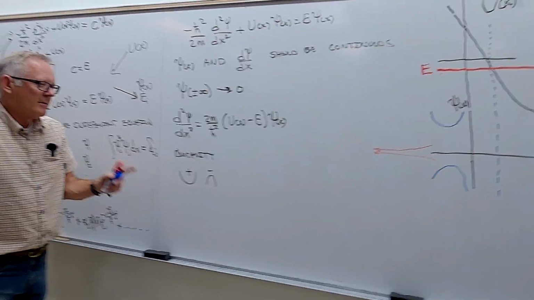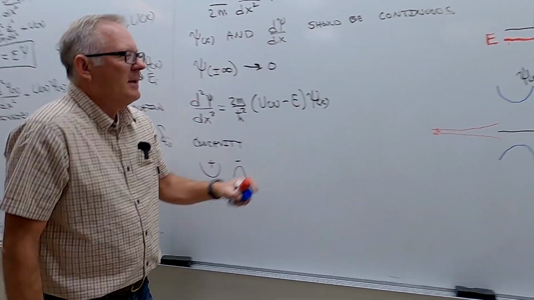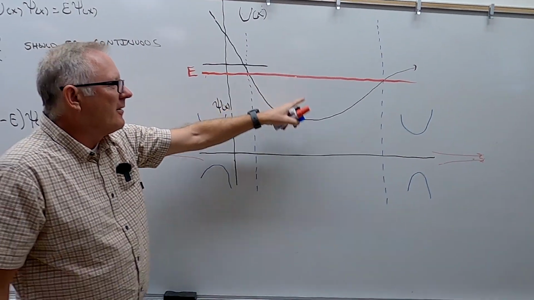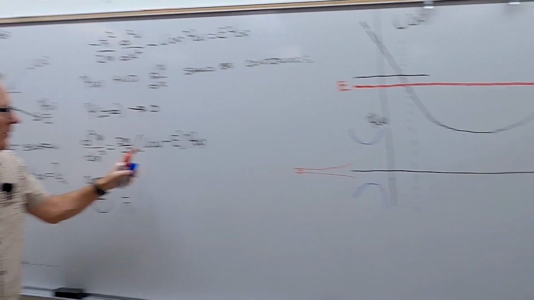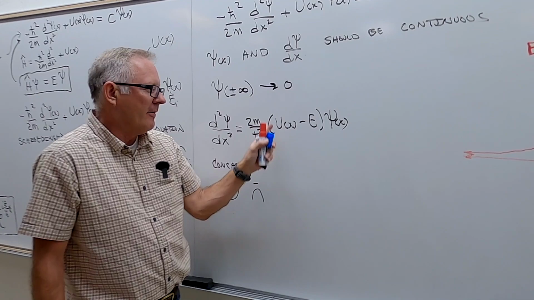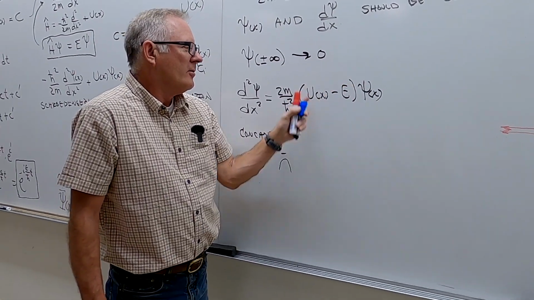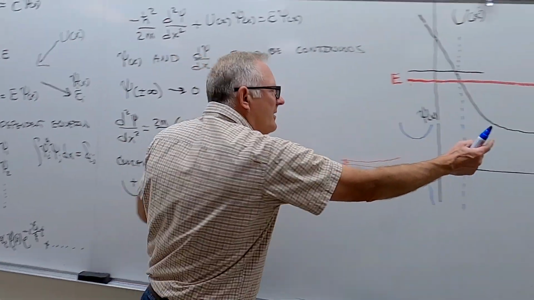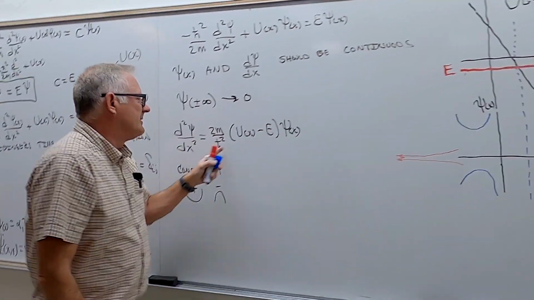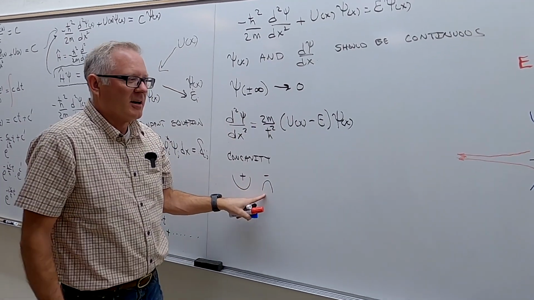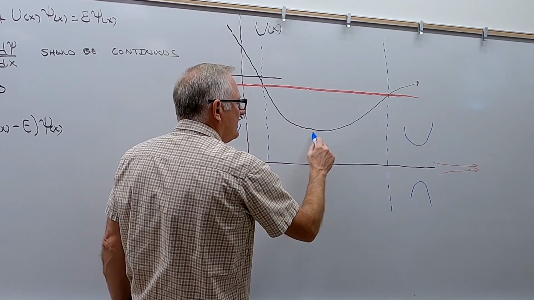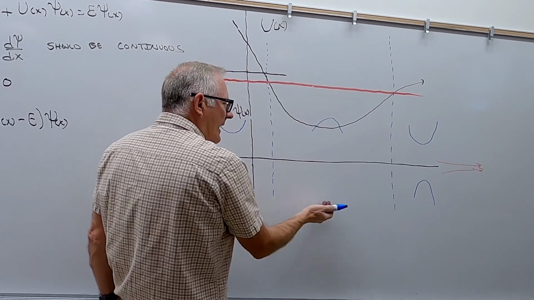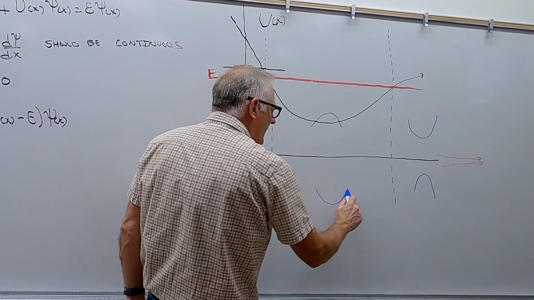Now, in the middle, between those two, E is bigger than U. So this is negative right here. So if psi is positive and you're up here, that means this whole thing is negative and you're concave down. So anywhere in this region, you're going to be concave down. Anywhere in this region, you're going to be concave up.